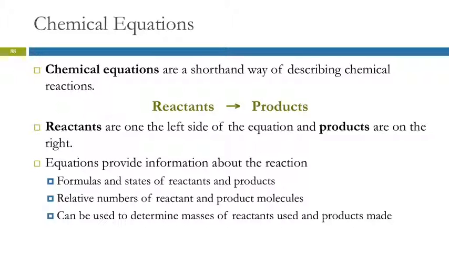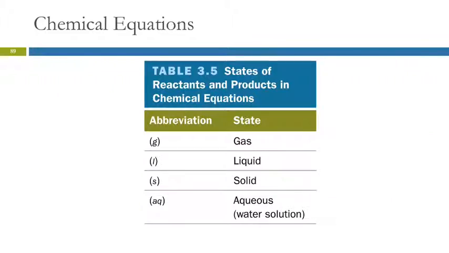Oftentimes, the equations will include the physical states of the reactants and products. They will include the formulas. They'll give us the relative numbers of the different molecules that are reacting. And from that information, we can calculate, well, if I start with 5 kilograms of this, how many kilograms of product am I going to end up with? And those are very practical sorts of calculations.